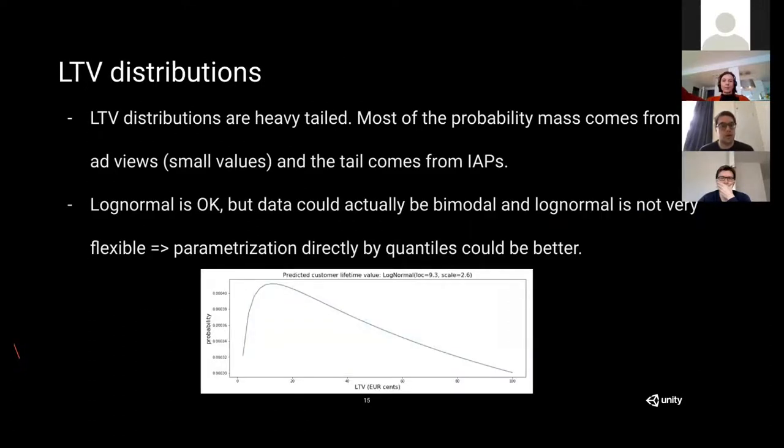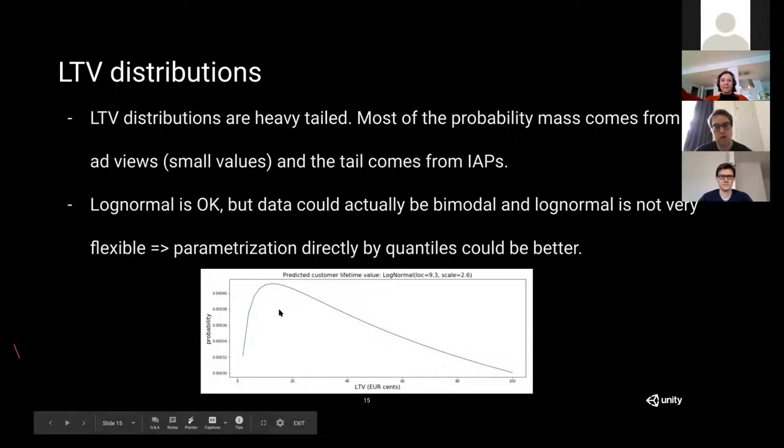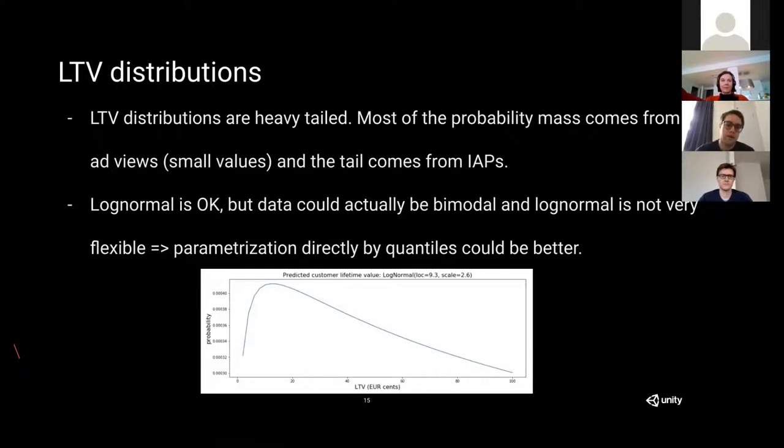One word about this value distribution before we move forward. Lifetime value distributions are always quite heavy-tailed. Recall that the LTV consists of ad watches, which can be interstitial ads or rewarded ads. They bring a steady stream of very, very small revenue. Everyone watches ads. But the heavy tail comes from IAPs, in-app purchases. IAPs are quite scarce, but of course they are much more valuable than individual ad views. So choosing the right value distribution is not completely trivial.